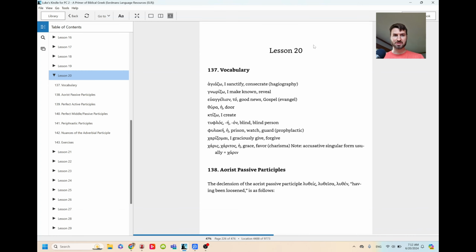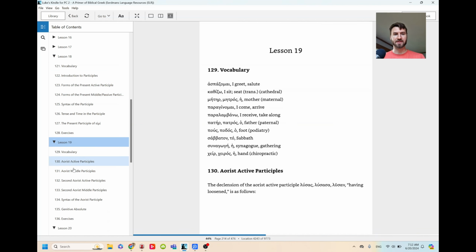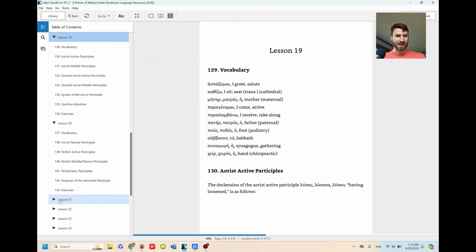Returning to Lesson 20. Lesson 18 was about the present participle. Lesson 19 was about the aorist, active and middle. And Lesson 20 is mainly about the perfect, although it starts off with the aorist passive. I might have put the aorist passive up in Lesson 19 just to keep all the aorists together, but Croy has split them up. So we'll go with this.